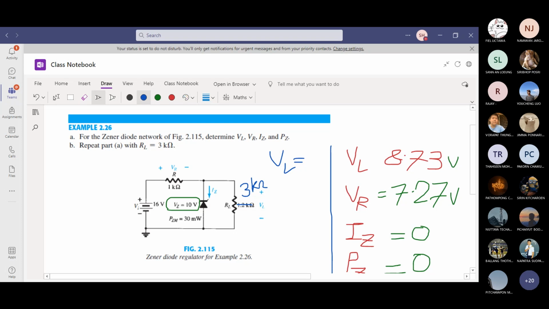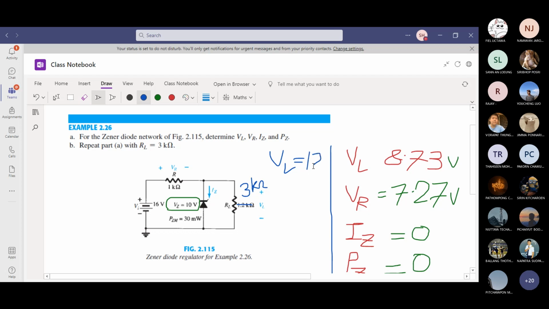I need to calculate it a bit. You have to use the voltage divider equation to calculate. Give me a moment. Sixteen times 3k divided by 4k. Is it 12, sir? So VL calculated is 12.